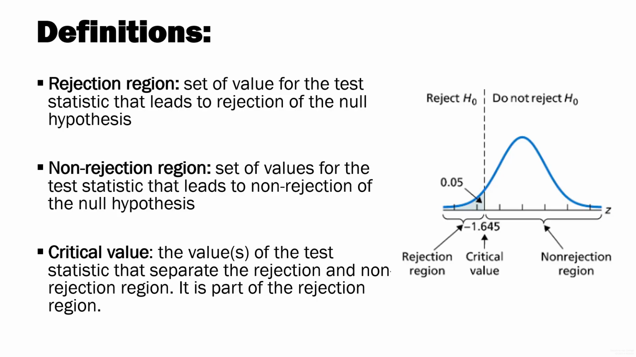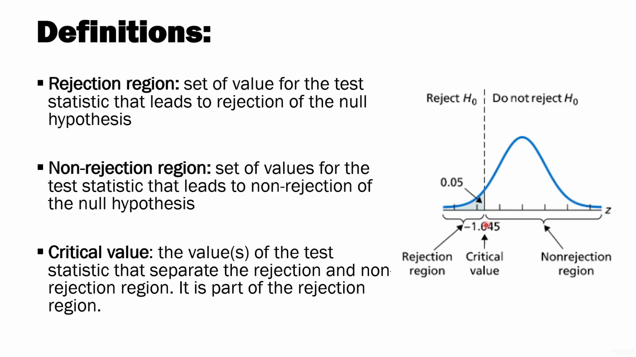Let's look at some definitions for the critical value approach before we move forward with it. First of all, we've got the rejection region, the non-rejection region, and the critical value. You can see that we've got a picture here of a normal distribution. I find that drawing these out will really help you in making a decision on whether you would reject or fail to reject. So what is the rejection region? It is the set of values for the test statistic that leads to rejection of the null hypothesis.